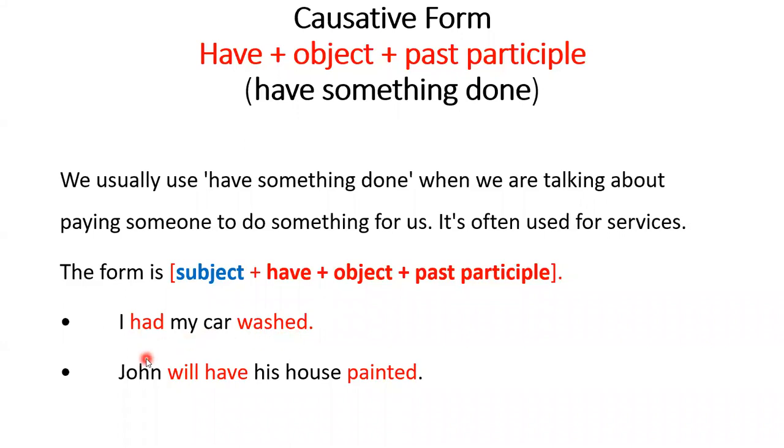Notice the second sentence. John is the subject, will have his house painted. Will have, this is verb have. His house is the object. Painted is the past participle. Notice that have can come in the past or it can come in the future. It can come in any tense that we learned before. So let's move on to the following.